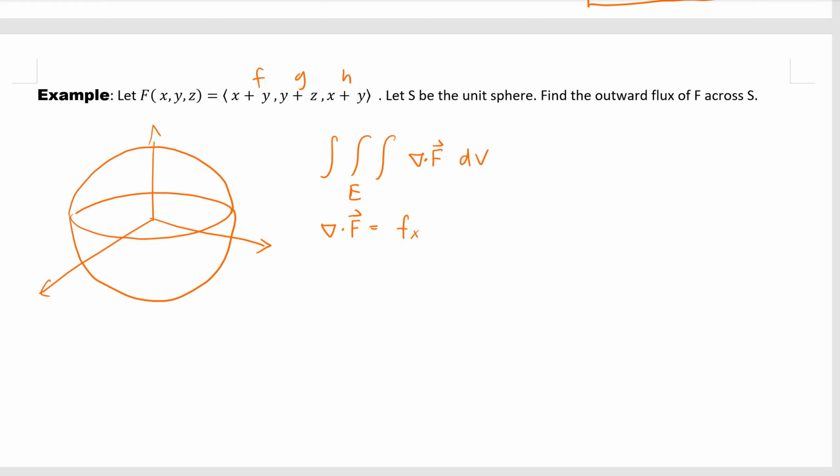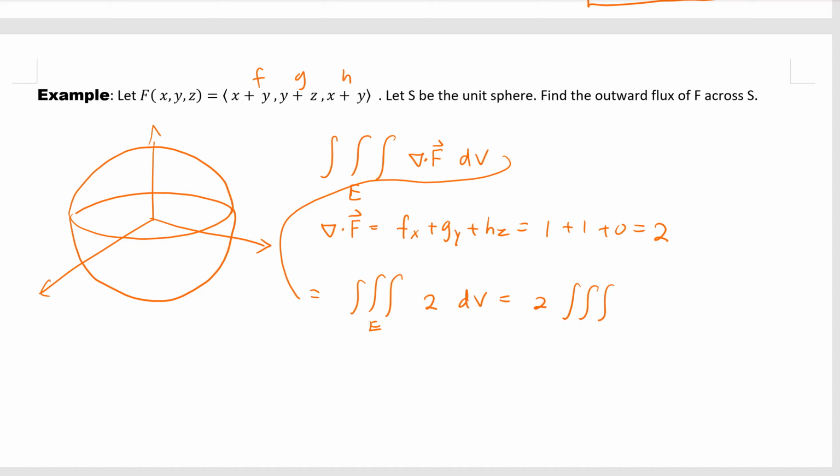What is our divergence? With F, G, H, it's Fx plus Gy plus Hz. Fx is 1, Gy is 1, Hz is 0. So this is just 2. Our integral is just a triple integral of a constant number. I can pull out this constant, and this is just the volume of E. This is a ball.